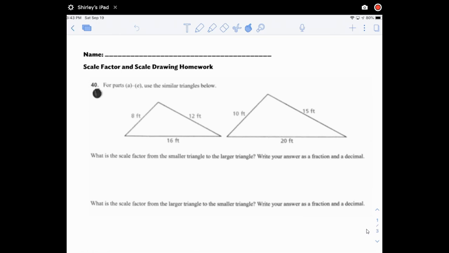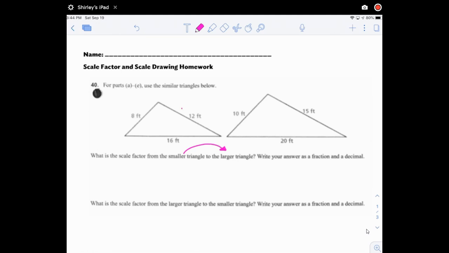What is the scale factor from the smaller triangle to the larger triangle? So what we want to do here is pay particular attention to the language. So I'm going from smaller to larger. So this is really where you want to be in the habit of drawing in that arrow. So in the problem, I drew the arrow from one to the other in the manner that they're asking me. I'm going to draw my matching arrow in the picture.